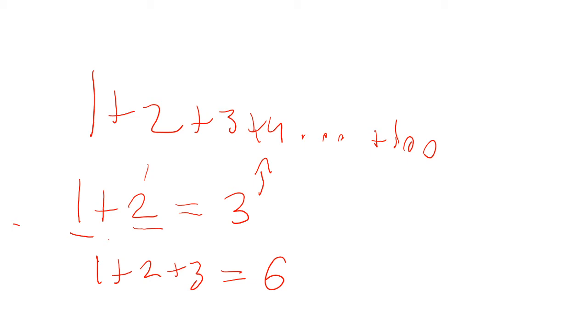So 1 plus 2 plus 3 is 6. Let's see in terms of 3. 3 times 2 is 6. 6 is a multiple of 3. That's not too unobvious. Let's try 2 plus 3 plus 4.